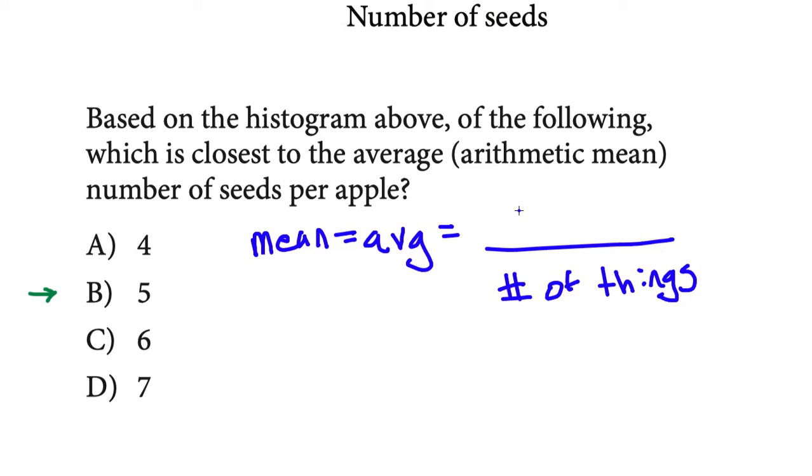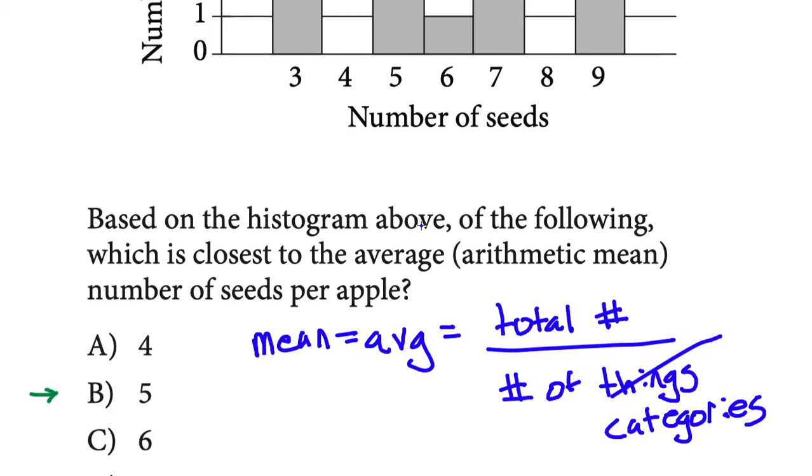And what's the numerator? Shout it out, someone. Our general formula, what is the numerator? It's the total number, divided by the number of things. Number of categories, I should say. That would be a better way to write this.